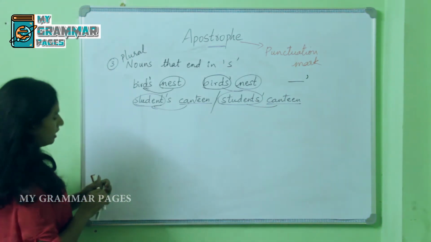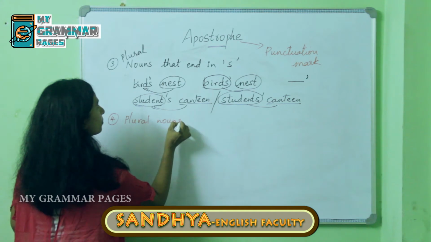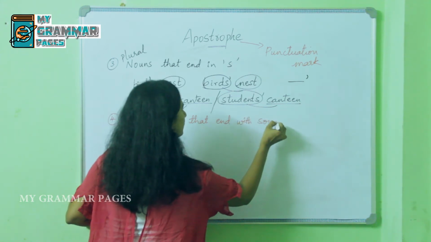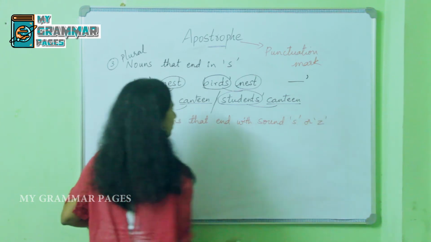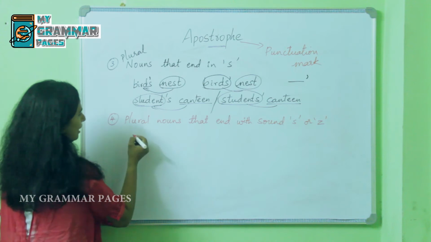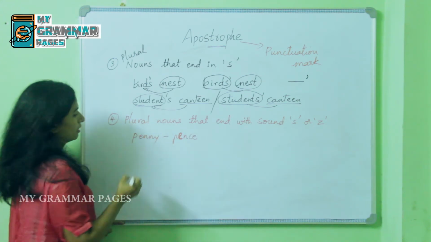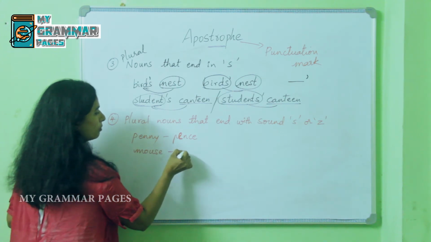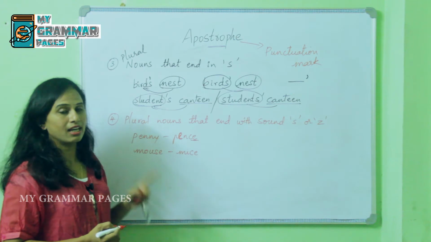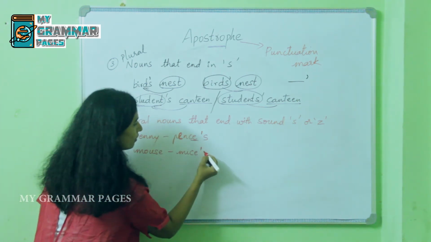And coming to the next rule in creating the possession. Rule number 4: plural nouns that end with the sound s or z. They do not end in s, but they will end with the sound of s or z. For example, if I take the word penny, the plural form will be pence. If you take the word mouse, the plural becomes mice. Then in order to create a possession for these plural forms, you might have observed that these are not ending in s, but they have the sound s at the end. So for that, we need to add apostrophe s. And even here, we need to add apostrophe s.